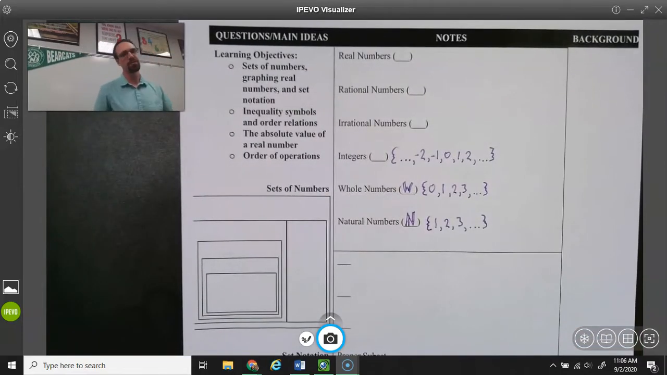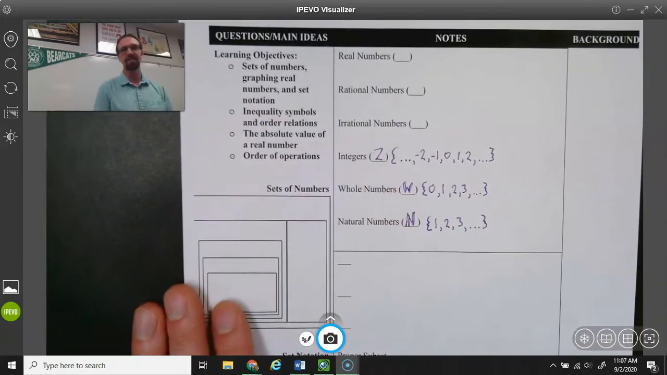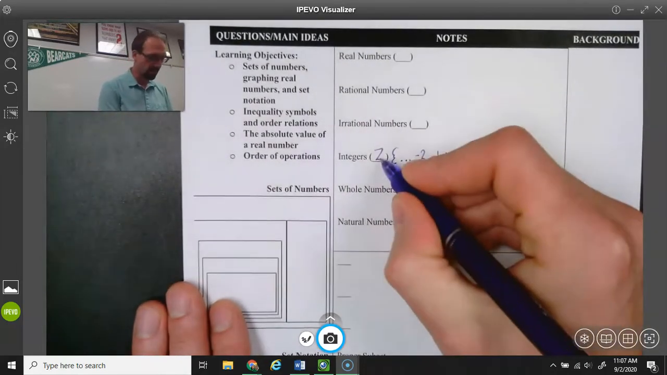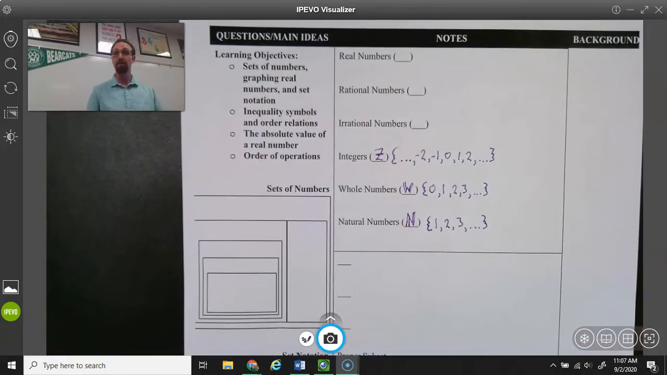All right, so integers. You think, oh, that's capital I, I got this. It's not. The symbol actually comes from the German word for integers, which is Zahlen. So integers is a Z. Again, this is something that was incorporated by the Germans. It's their word for integers, so we use the letter script Z.